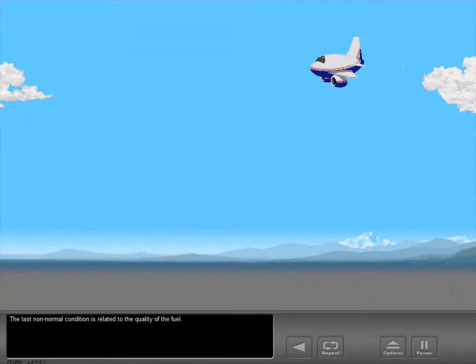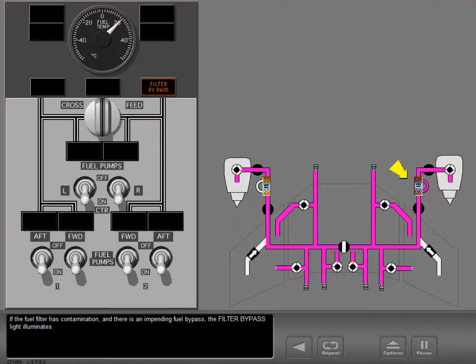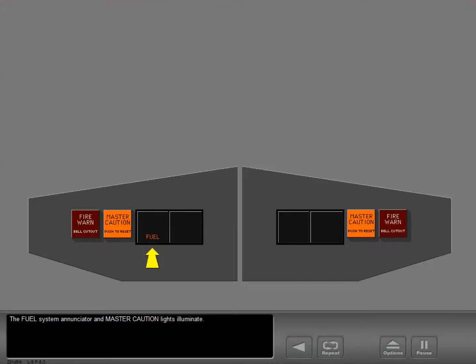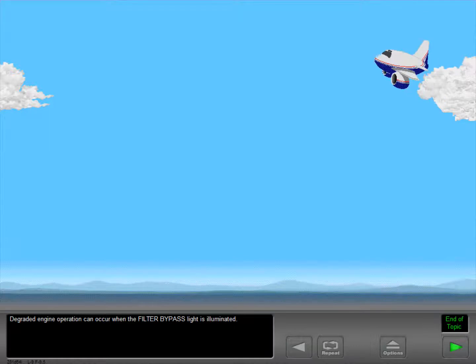The last non-normal condition is related to the quality of the fuel. If the fuel filter has contamination and there is an impending fuel bypass, the filter bypass light illuminates. The fuel system annunciator and master caution lights illuminate. Reset the master caution system. Degraded engine operation can occur when the filter bypass light is illuminated.